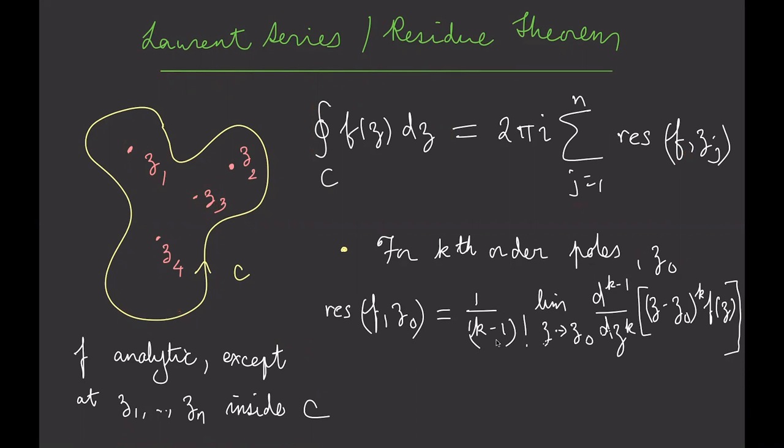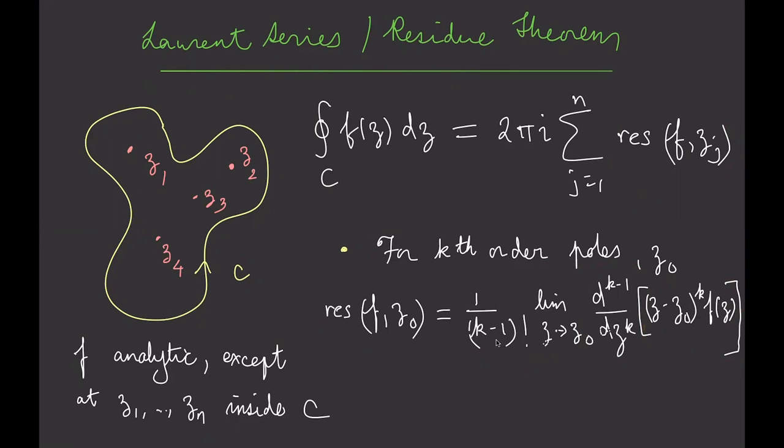So all you really need to do is calculate the residues at each of the problem points. And what is our formula for the residue? Well, if it's a kth order pole, we have a formula for the residue. If Z0 is a kth order pole, that means that when you do this calculation, you get an analytic function, so you can take derivatives. And the formula that we established last time is given by this thing over here.